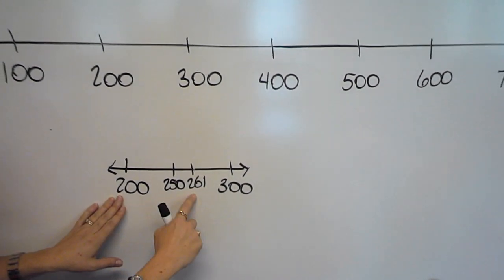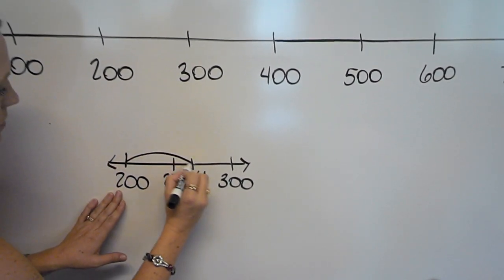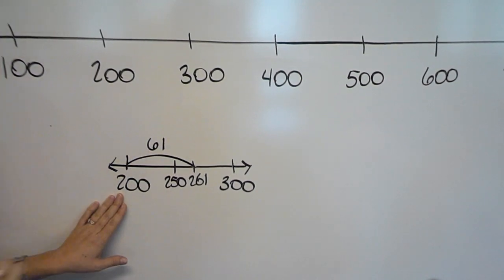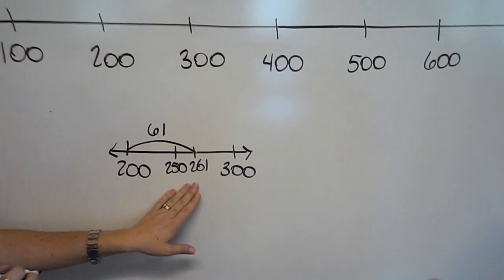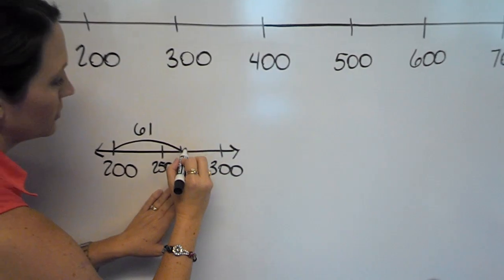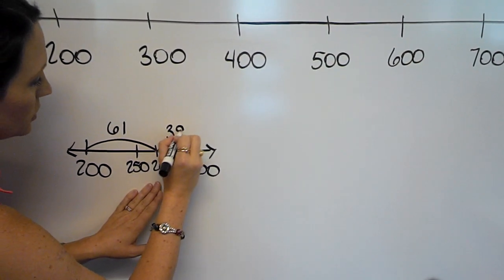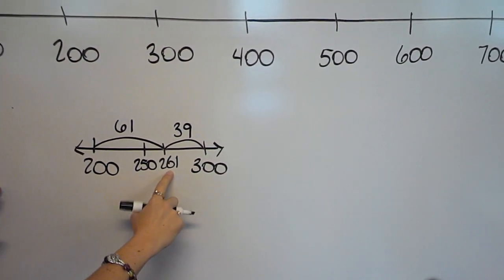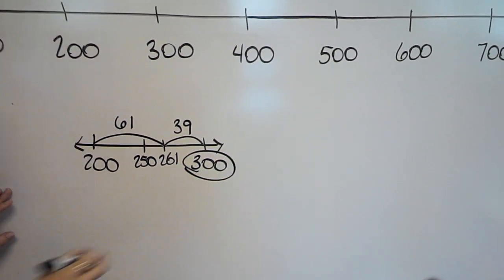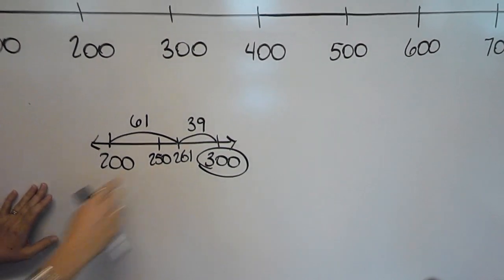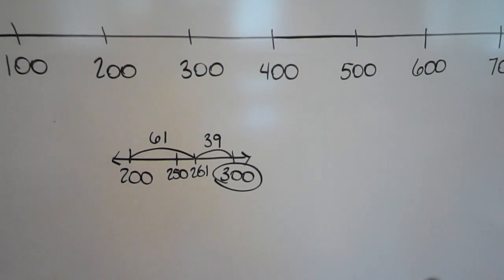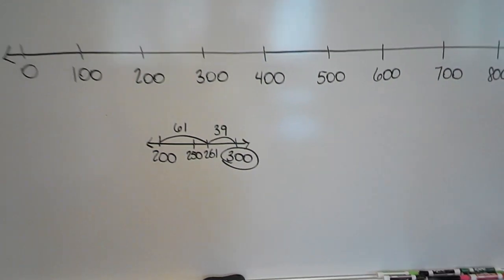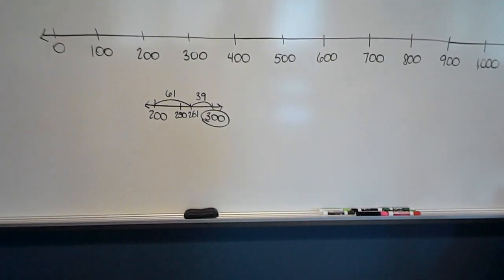So from 200 to 261, I count 61 numbers. And from 261 to 300, it's 39 numbers. And so your guess was correct that 261 rounds to 300 because it's more than 250. So let's try another example. Let's try rounding 323.